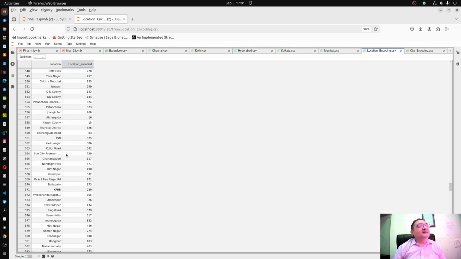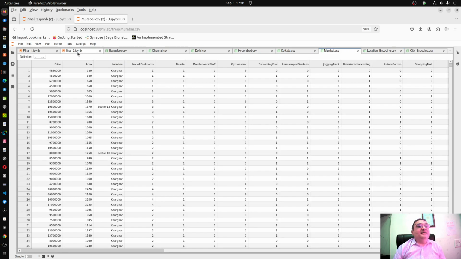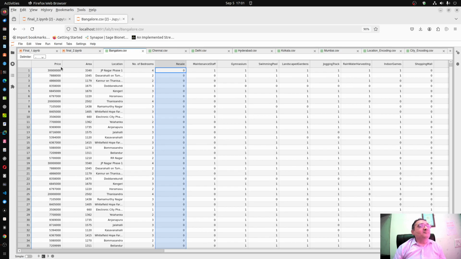And the desire of the client is that he wants to develop a prediction model which can predict the price of the property based on these features. Okay, so this is the business case.